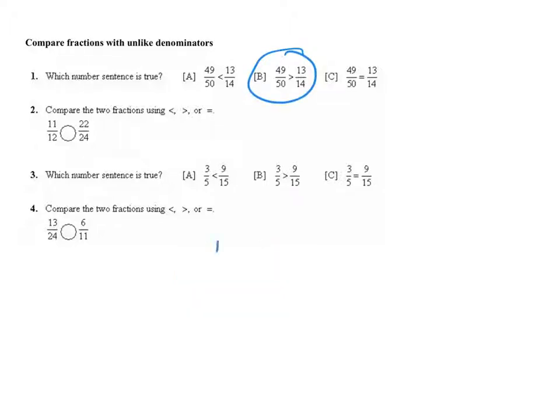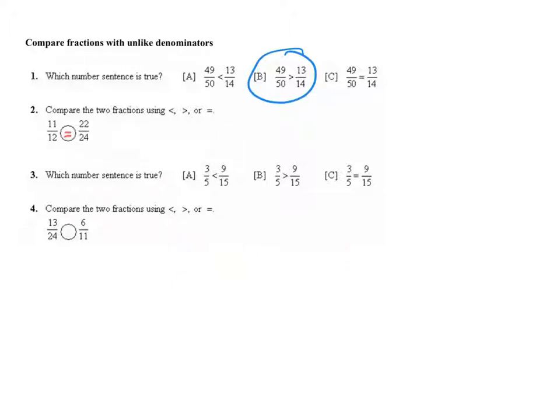In my second example, I'm comparing 11/12 to 22 over 24. I'm not going to change these to decimals because that would be too time consuming. I'm also not going to try to draw them as pictures because I'm not going to be able to do that accurately enough. But I do see a common denominator for 12 and 24, and that common denominator is going to be 24. So I'm going to change 11/12 to 24ths. I can multiply by 2 over 2. 11 times 2 is 22. So I have the same fraction, so these two fractions are equivalent.